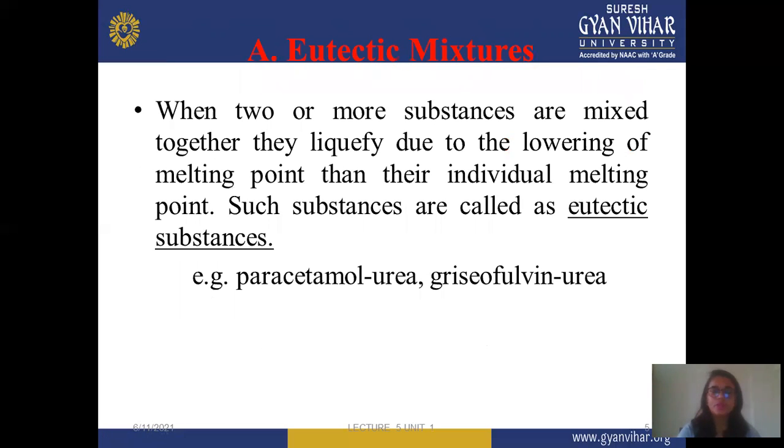First is the eutectic mixture. In a eutectic mixture, when two or more substances are mixed together, they liquefy due to lowering of the melting point below the individual melting points. Such a substance is called a eutectic substance. You mix two or more substances until they liquefy, reducing the melting point of the individual substances. Examples of eutectic mixtures are paracetamol, urea, and disulfiram.